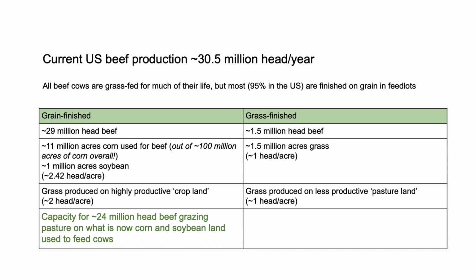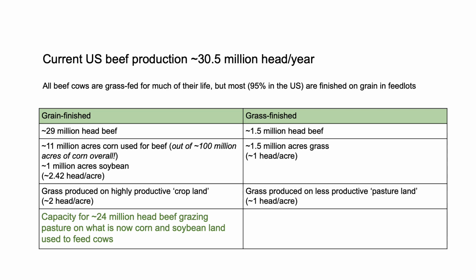So if we look at our 12 million acres of corn and soybean that are used to feed grain finished beef now, that's a production level of about 2.5 head of beef cattle per acre. So as I mentioned, you can really feed a lot of cows on grain, and you can get a lot of beef production on grain. And in fact, it's about 2.4 head per acre. On the other hand, for pasture raised, grass finished beef, we're looking at an average of about 1 head per acre.